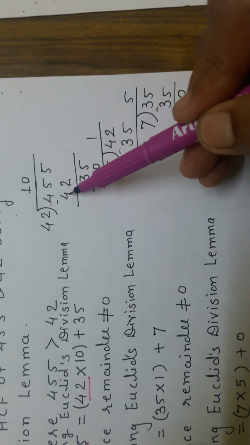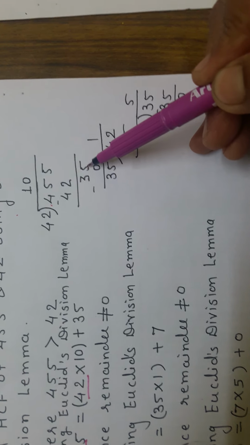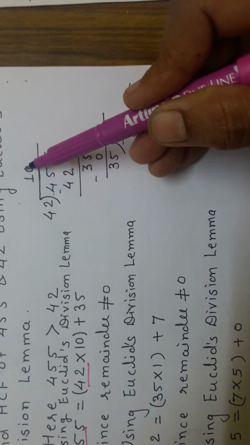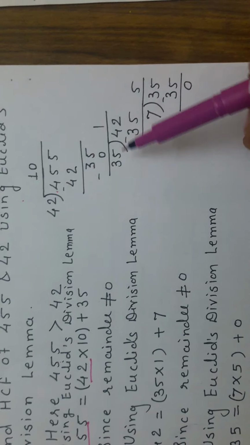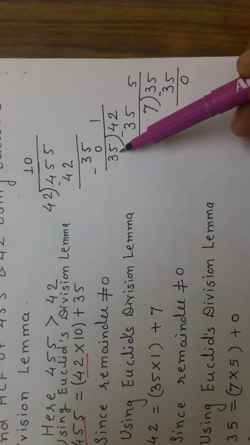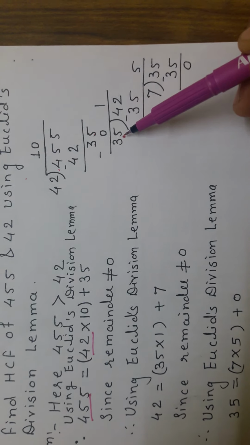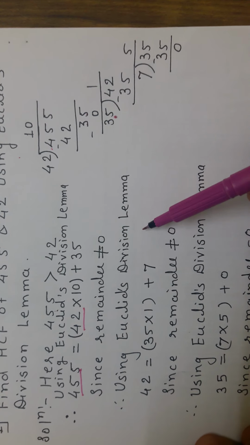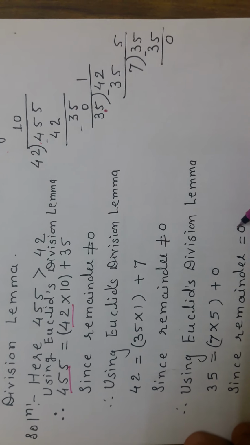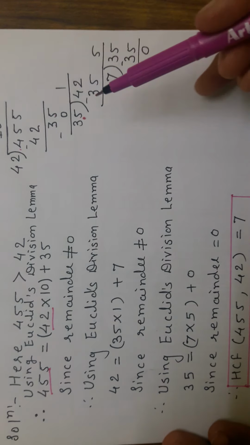42 ones are 42. Here 35 is left. Again it will be divisible by 0. That 0 we will take here, and here again remainder is 35. This procedure we have to do till we get remainder 0.